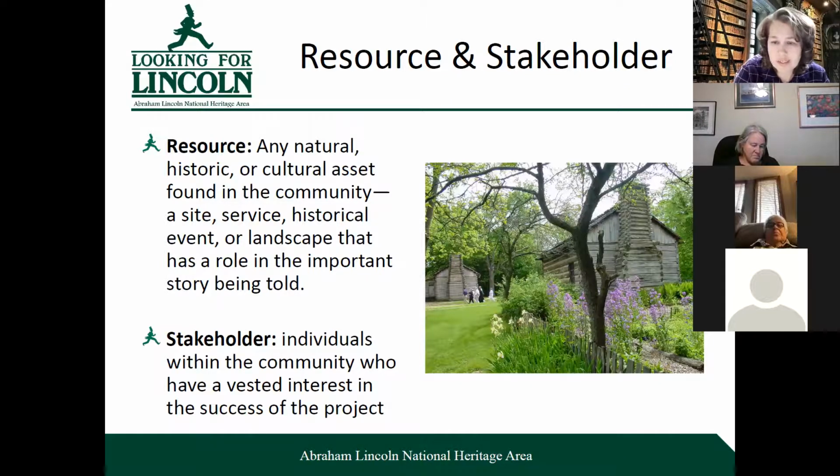But I want to go back to resource for a second. This is a picture from New Salem. If you've ever been out to New Salem, it's a very picturesque village. But the importance of this site is that the location is original, but the historic structures aren't. The historic structures give you an idea of what it would have been like for Lincoln to live at this time. So the site itself is a cultural asset because it helps transport a visitor back in time to that time period.